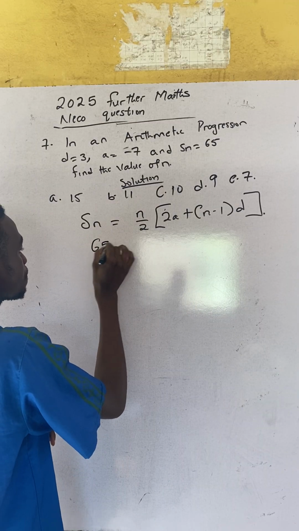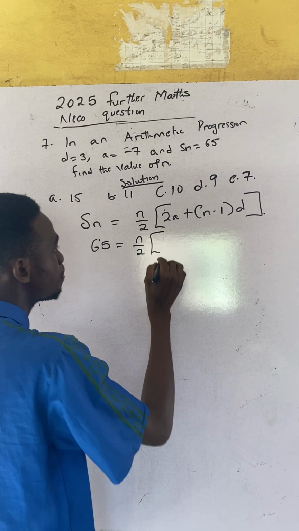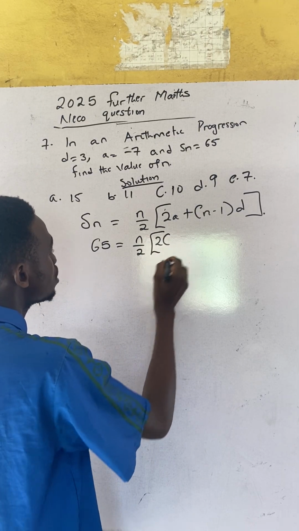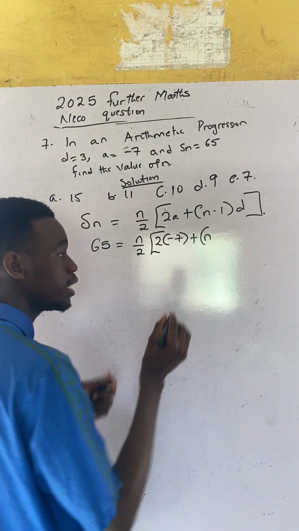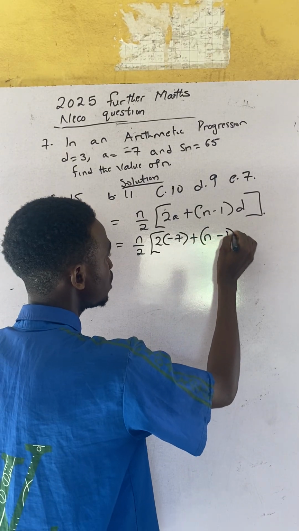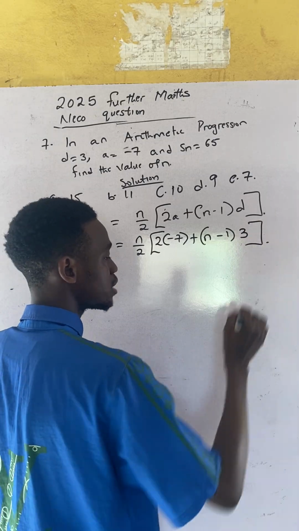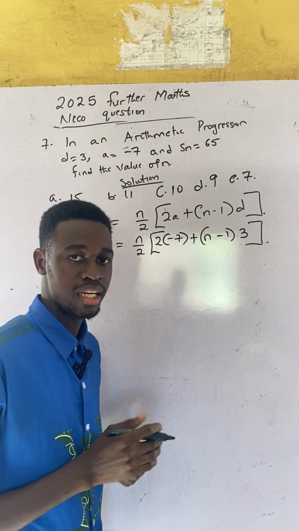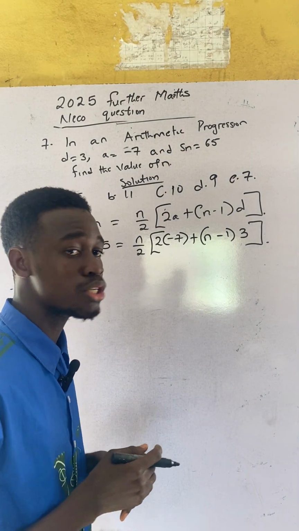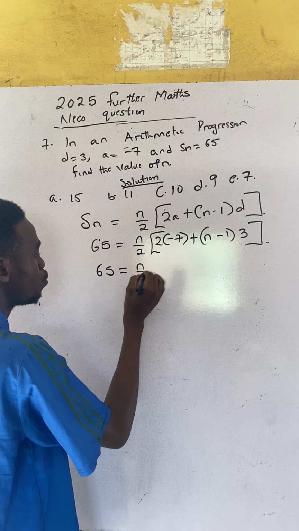our Sn is said to be 65, which equals n over 2 into a big bracket of 2 into bracket, what is our first term? Minus 7, plus into bracket, our n is not given, minus 1 close bracket, what is our d? Our d is 3, and the big bracket is closed. First step is that you have already analyzed and interpreted our question. So the next thing to do is to write 65 equals n over 2.